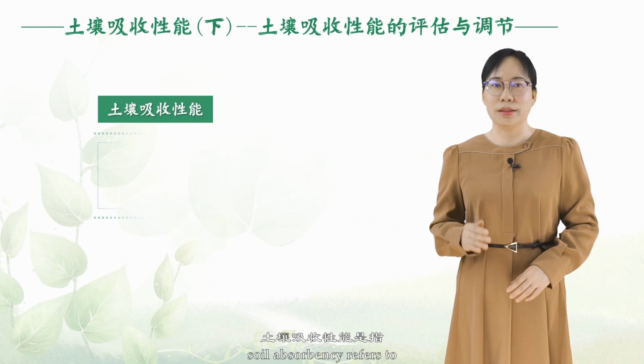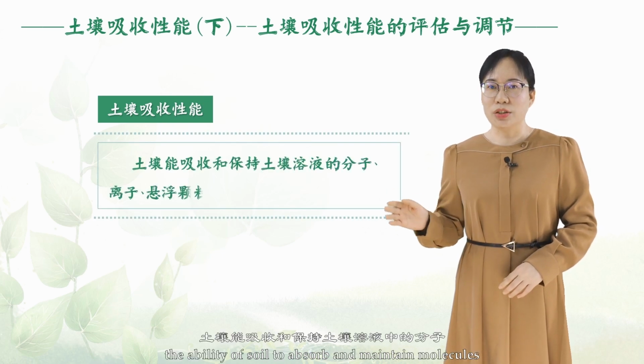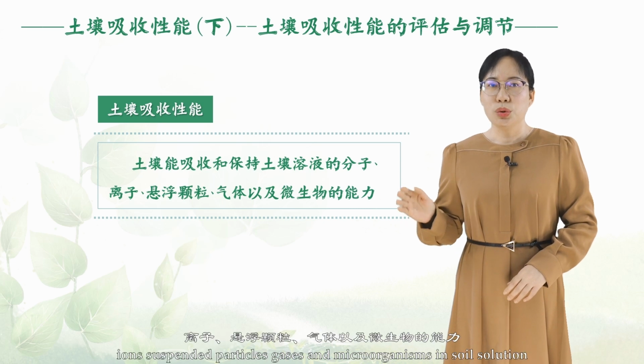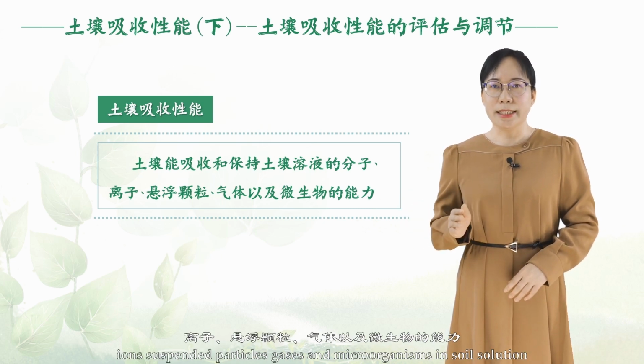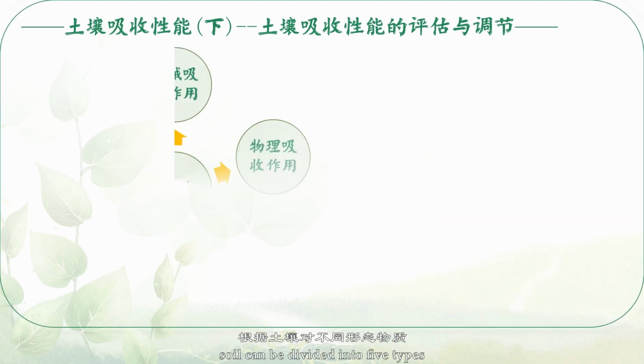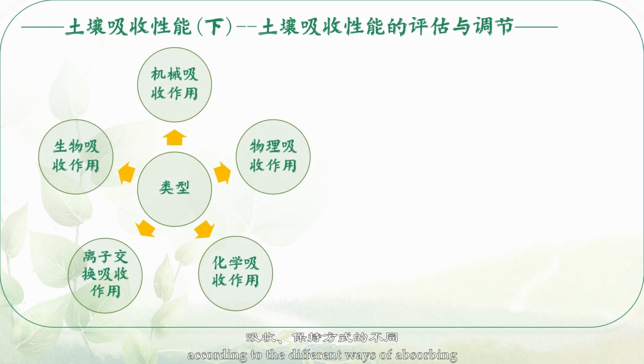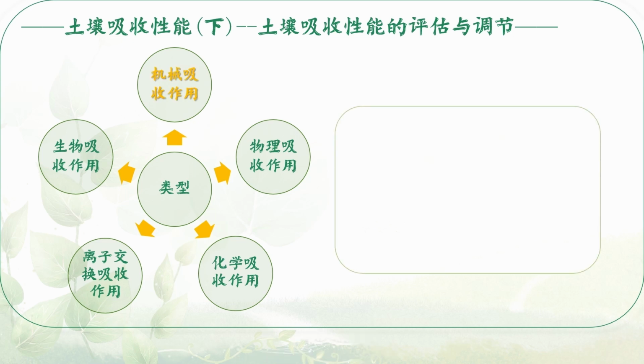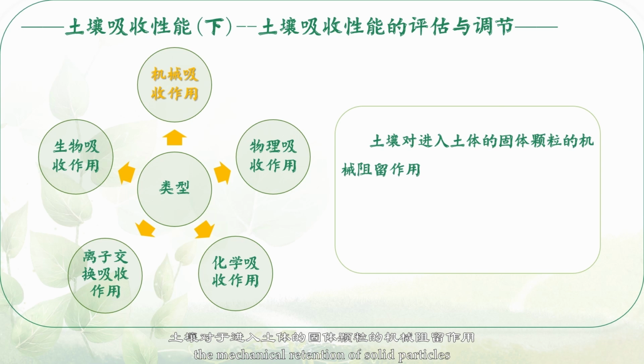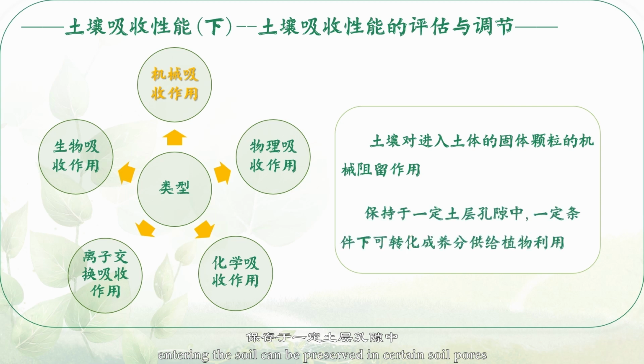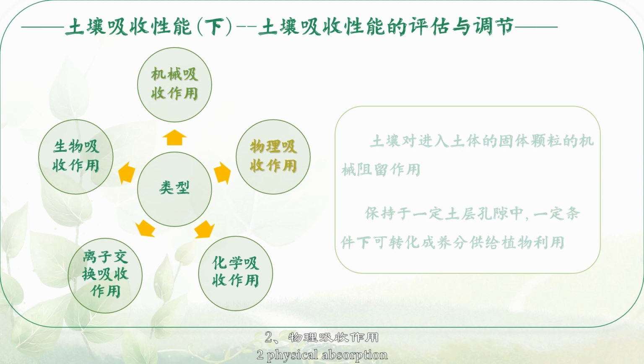Soil absorbency refers to the ability of soil to absorb and maintain molecules, ions, suspended particles, gases, and microorganisms in the soil solution. Soil absorption can be divided into 5 types according to the different ways of absorbing and maintaining different forms of substances. 1. Mechanical absorption. The mechanical retention of solid particles entering the soil, which can be preserved in certain soil pores and can be converted into nutrients for plants to use under certain conditions. 2. Physical absorption.